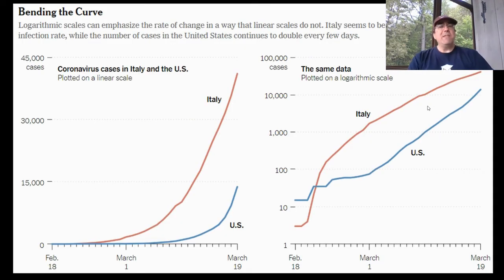Oh, here's something that I find interesting, and I was looking at all these curves. You can look at the data for coronavirus cases in Italy and the US and all the data points, and you could come up with an equation based on them. So let's look over here on the left. This is linear, by the way. The y-axis goes from 0, you're adding 15,000, another 15,000, another 15,000, so 15, 30, and 45,000 cases. This is from February 18th to March 19th.